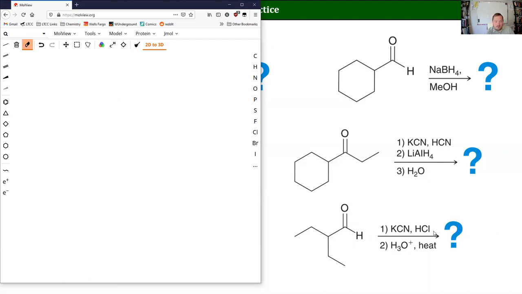Last but not least, we've got cyanide as a nucleophile again. So our intermediate, turn that into the hydrogen. And then we add, all right, so we've got cyanide being added again. So the first step is we're turning that carbonyl into an OH group and then adding a carbon nitrogen triple bond.